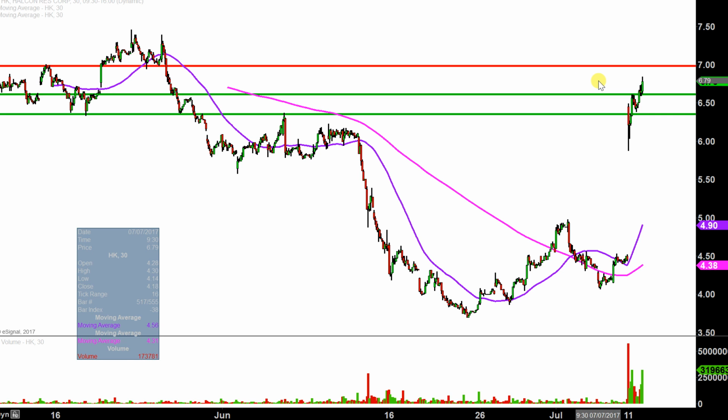But all in all, as long as the price keeps on building higher bases, the long-term chart will take care of itself. So no doubt about it, very nice move today. We'll see if the bulls can continue to build upon this momentum or not.